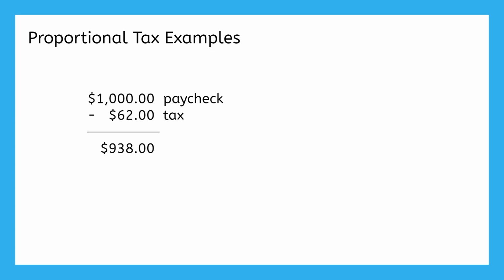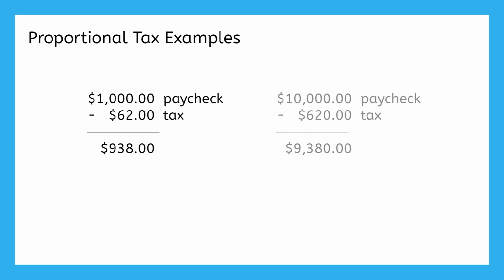For somebody making so little, every cent counts. That $62 may have been needed to pay bills or buy food. For the person making $10,000, they could lose $620 and still have over $9,000 left to pay their bills with, so they're a lot less likely to notice the missing money.